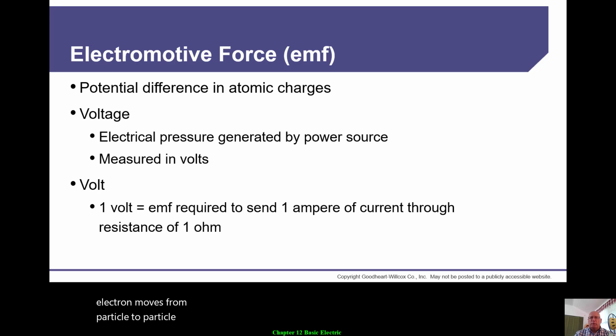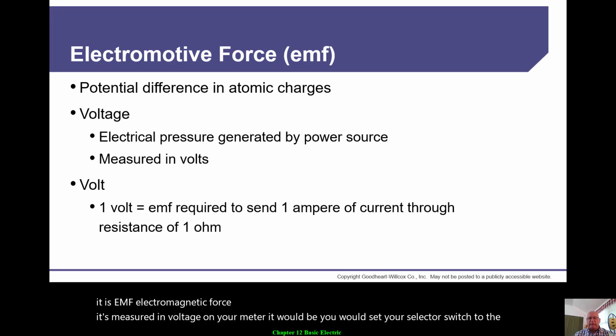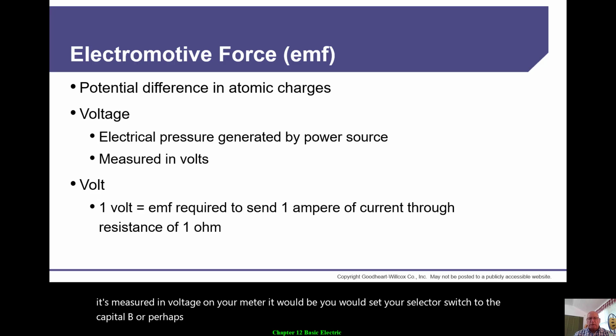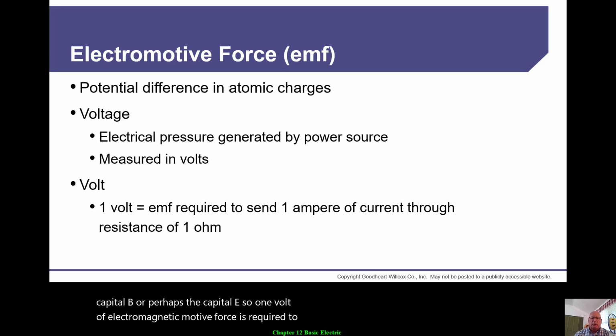There's a name for this force that moves it. It is EMF, electromagnetic force. It's measured in voltage. On your meter, you would set your selector switch to the capital V or perhaps the capital E. So 1 volt of electromagnetic motive force is required to send 1 ampere of current through a resistance of 1 ohm.